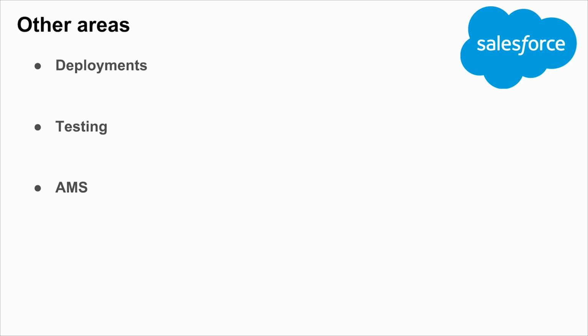Other areas. We will also go through various other areas of project implementation, like deployments. Once the code is developed, we need to push our code from one sandbox to another and to the production org. For this, we need to understand some deployment tools that we can use. Next, testing. We should also understand how the testing team performs testing for the functionality that we have developed and deployed, and how they raise the bugs.